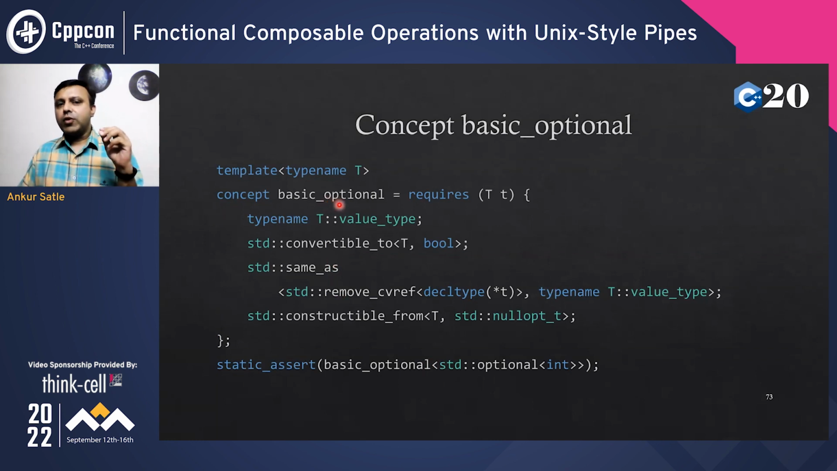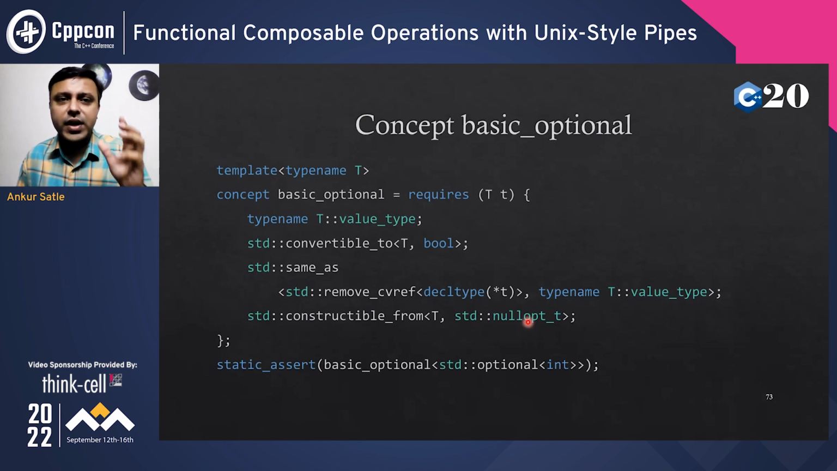So we define a basic concept of optional. This is based on the std::optional itself, that it has to have a value type and it has to be convertible to bool so that we can query it for the presence of a value. And its value type should be the same as the value type inside the optional if you remove the CV. And it has to be constructible from nullopt. So this is what creates our concept.